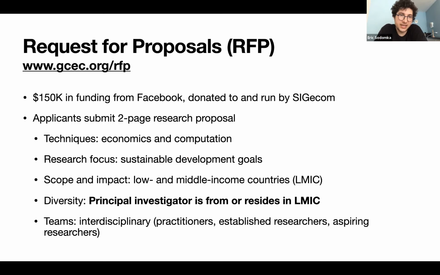Specifically, the scope was applying this to a lower middle income country. And it was required that the principal investigator had to be from or reside in a lower middle income country. And ideally, the team would be interdisciplinary, consisting of practitioners, established, and aspiring researchers.